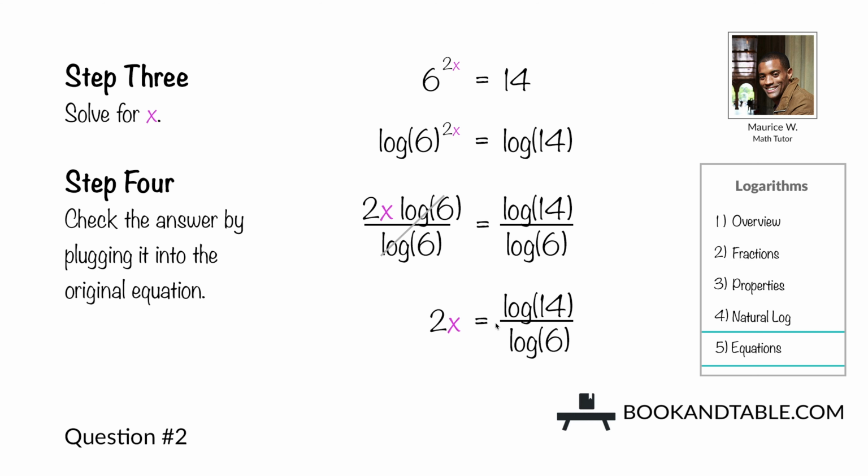And the log of 14 divided by the log of 6 is equal to 1.47. And now to solve for x, we divide both sides by 2, giving us x is equal to 1.47 divided by 2, meaning x is equal to 0.735.